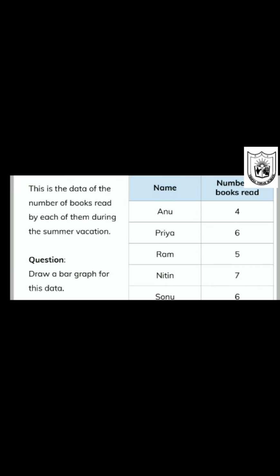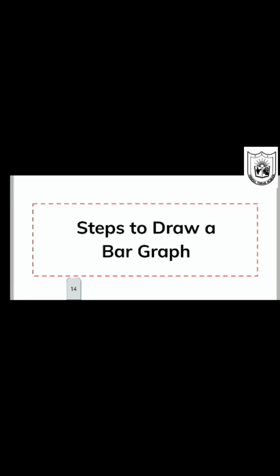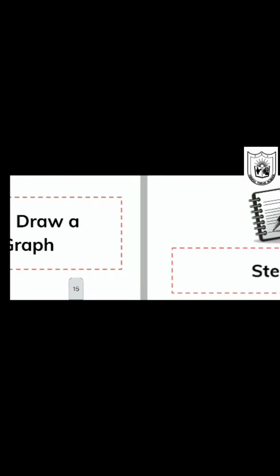This is the data of the number of books read by each of them during the summer vacation. Draw a bar graph for this data. Name of the students, the number of books read. Anu read 4 books, Priya read 6 books, Ram read 5 books, Nitin read 7 books, and Sonu read 6 books. Steps to draw a bar graph.